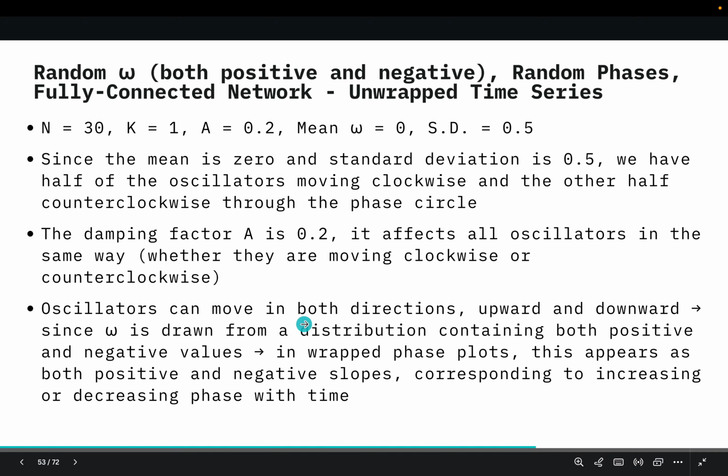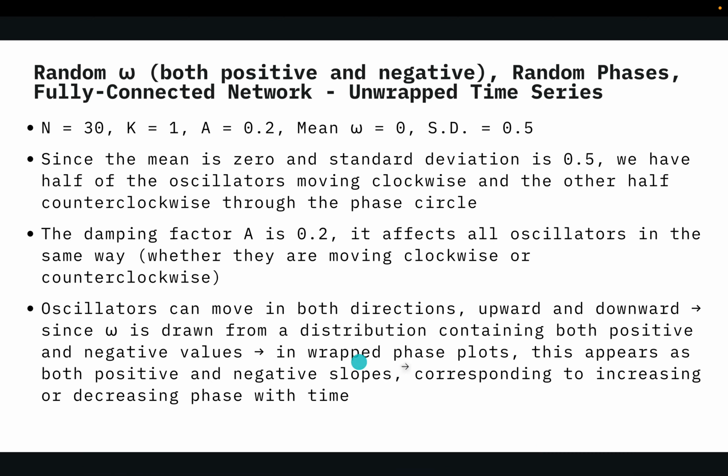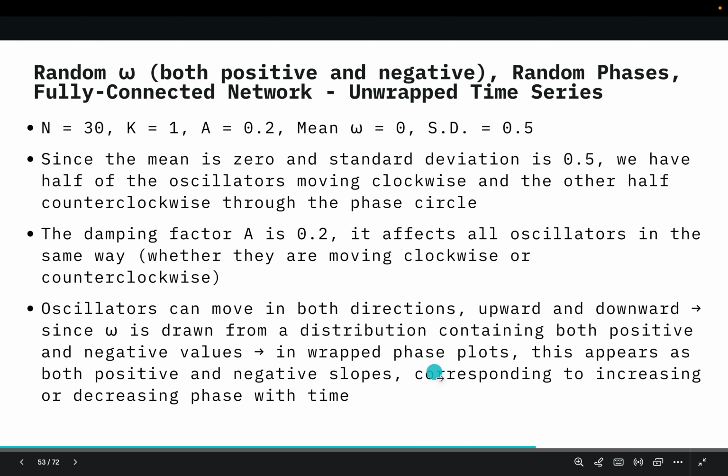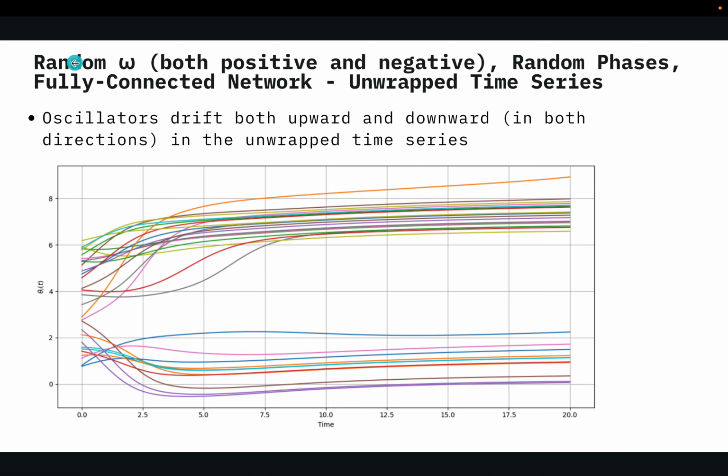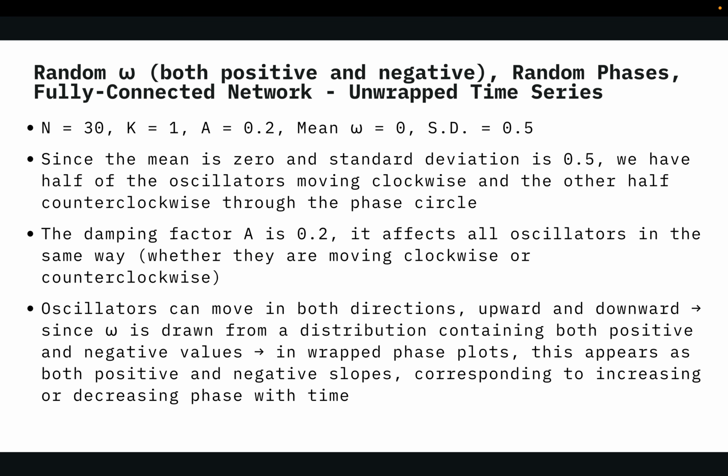We are just a few more. So in wrapped phase plots, this appears as both positive and negative slopes corresponding to increasing or decreasing phase with time. Negative slope means theta versus t has a negative slope, that means d theta dt is negative, so theta is decreasing with time, basically nothing more. I mean, theta cannot be negative, theta is between 0 and 2 pi. So here we have random omega, but this time both positive and negative, random phase, fully connected network. This is the unwrapped series. So oscillators drift both upward and downward. You see some oscillators drift downward, some drift upward, because you allow both positive and negative omega.